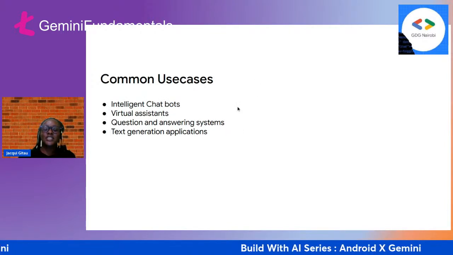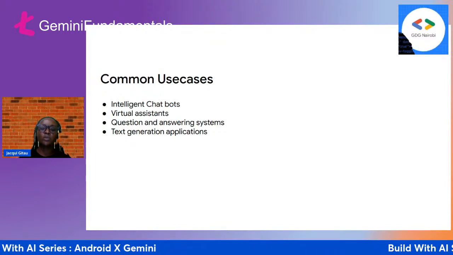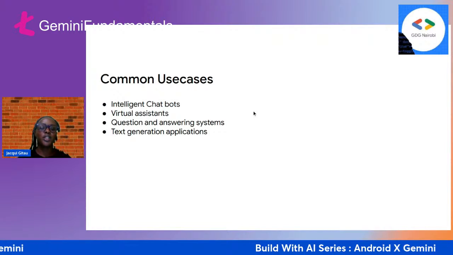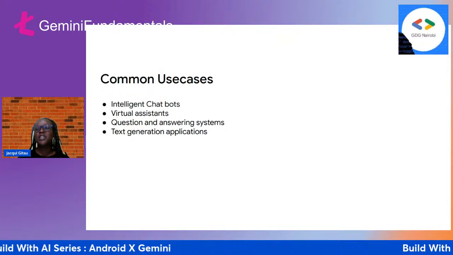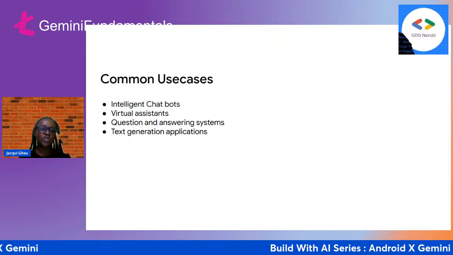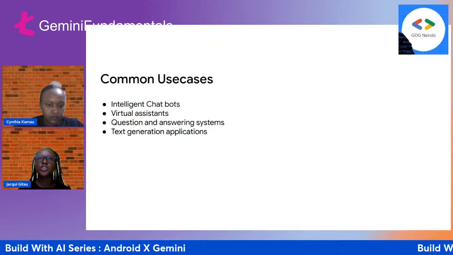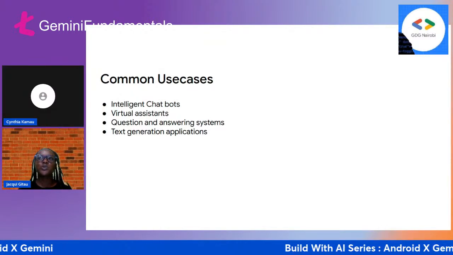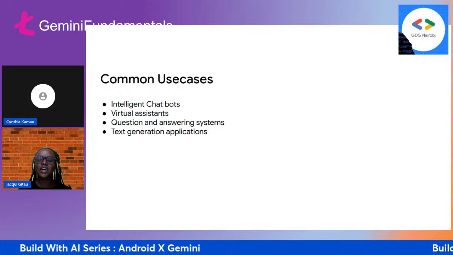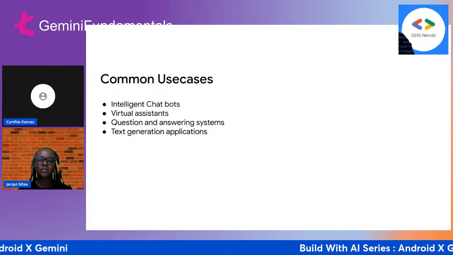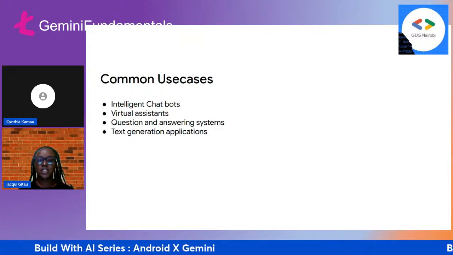Some of the common use cases when you want to integrate the model in your applications are when you want to build intelligent chatbots, also virtual assistants for those who have applications where they are running their businesses, and also a question and answering kind of application, and also a text generation application. That is, if you'd like the model to generate some emails for you, or say you're working on an assignment and you're trying to figure out how to write it, you can send a prompt to the model so that it can generate your desired kind of response.